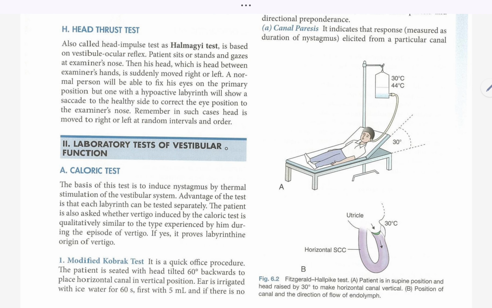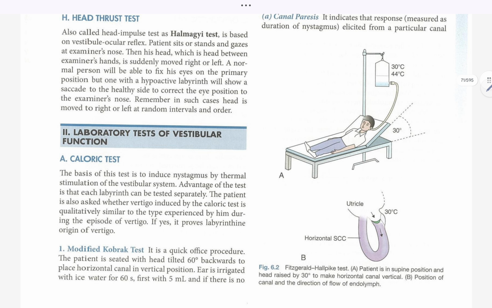Laboratory tests of vestibular function. Caloric test. The basis of this test is to induce nystagmus by thermal stimulation of the vestibular system. Advantage of the test is that each labyrinth can be tested separately. The patient is also asked whether vertigo induced by the caloric test is qualitatively similar to that type experienced by him during the episode of vertigo. If yes, it proves labyrinthine origin of vertigo.